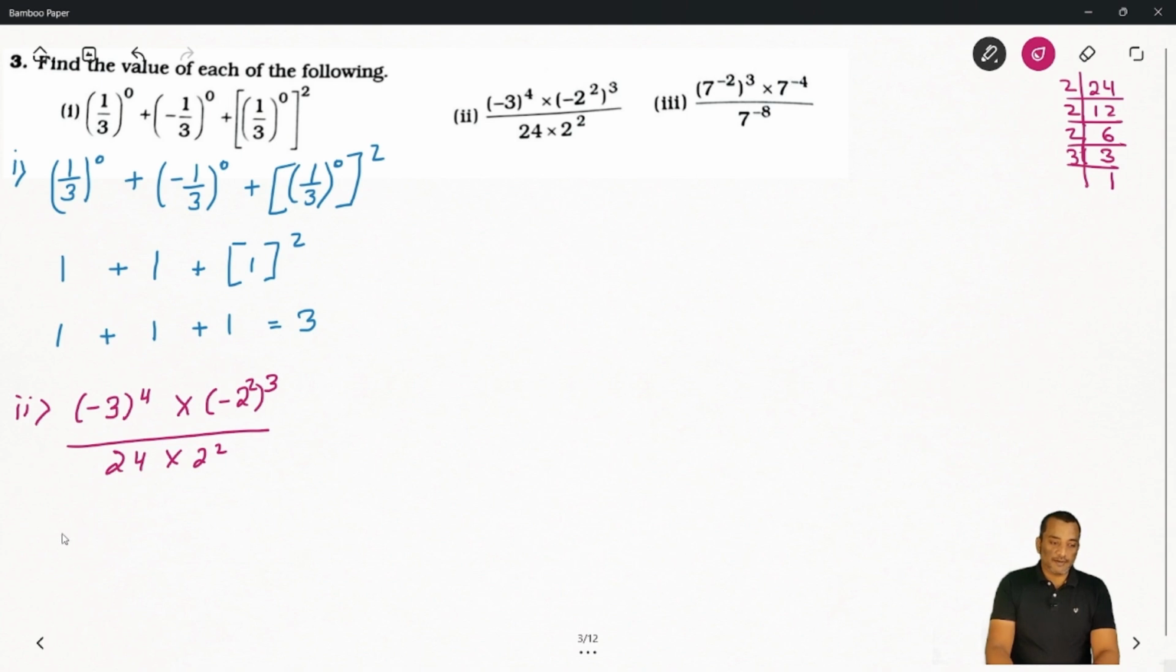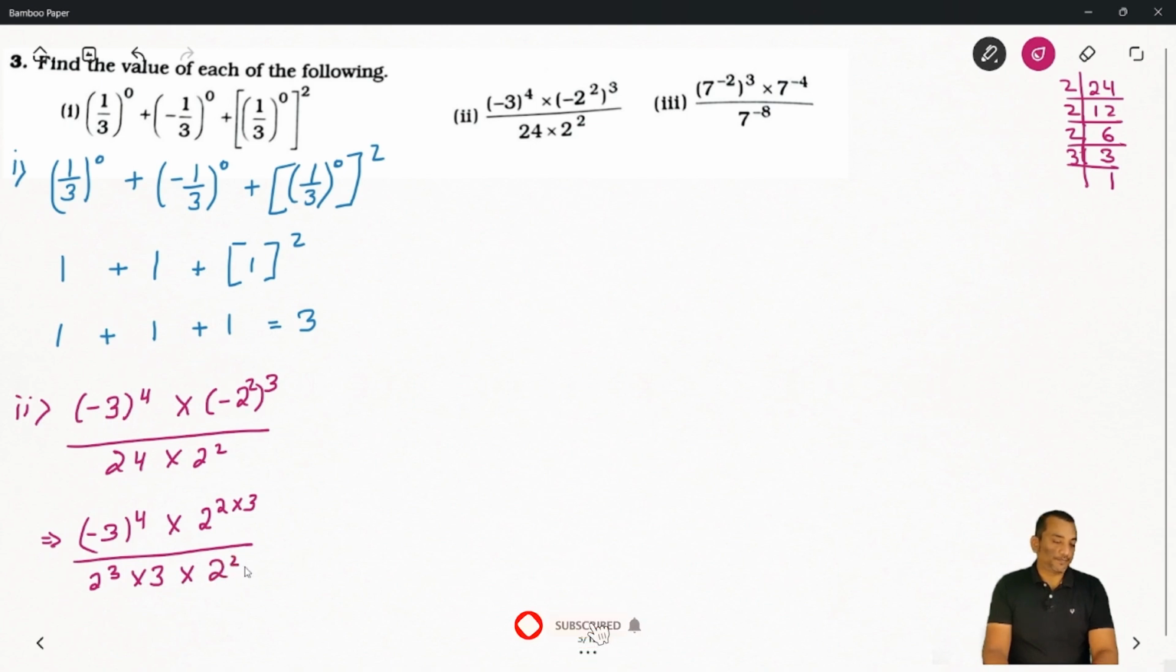So here we can say this one is equal to negative 3 whole power 4, multiplied with, and here you can apply the power, negative 2 whole square. So inside a whole square, it will become positive. So we can say 2 to power 2 times 3. Okay, now here you can say 24 is equal to 2 to power 3 times 3 and multiply with 2 square. Okay, now here a lot of students make a mistake.